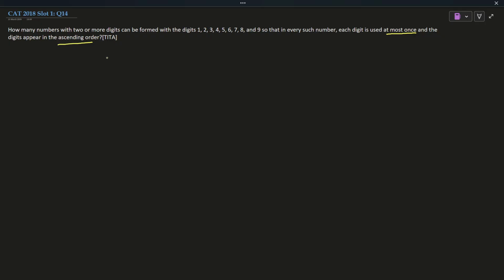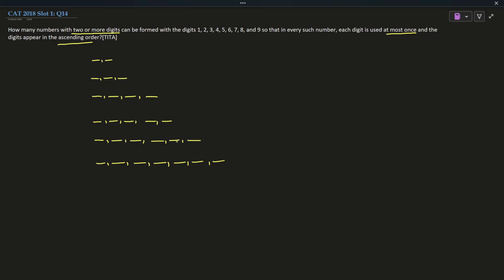So now guys, I can form a 2-digit number, I can form a 3-digit number, I can form a 4-digit number as well, I can form 5-digit numbers, I can form a 6-digit number, right? I can form a 7-digit number as well. Why? Because we are told, how many numbers with 2 or more digits. This is 2, 3, 4, 5, 6, 7. I can form similarly 8. Okay, I can also form a 9-digit number.